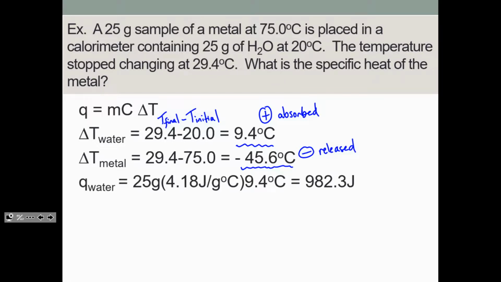So here is the heat absorbed by the water. We have the mass, specific heat for H2O, and the delta T. And when we solve, we get an answer here of 982.3 joules. Remember, this is positive.